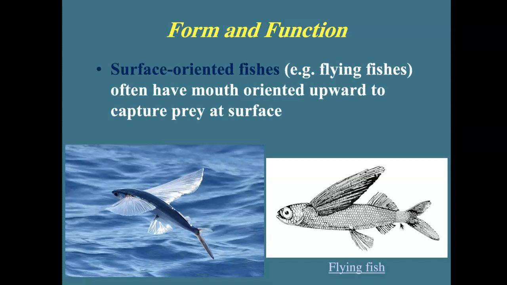Okay. We have these fun surface-oriented fishes, and again, they often have these mouths that are oriented upward so they can capture prey that are primarily going to be at the surface. And so your flying fish are one of those fish, or we also call them flying gurnards. And you can see they have these really large pectoral fins to allow them to jump out of the water temporarily, and also it allows them that lift to bring themselves up towards the surface.